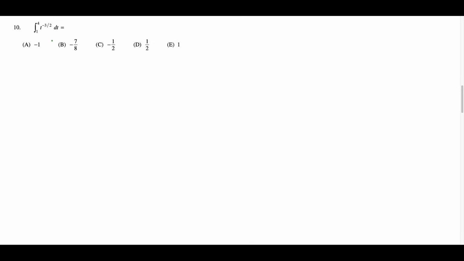So moving on to question 10 here, we're just going to use the fundamental theorem of calculus part 1. I'm going to do the antiderivative, so negative 3 over 2 plus 1 is going to give me negative 1/2.